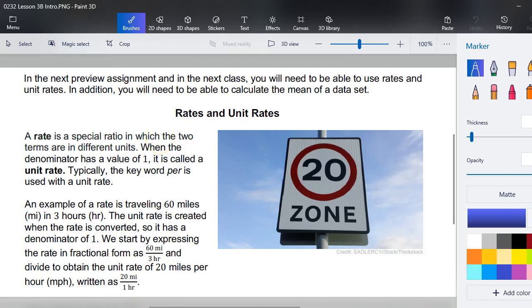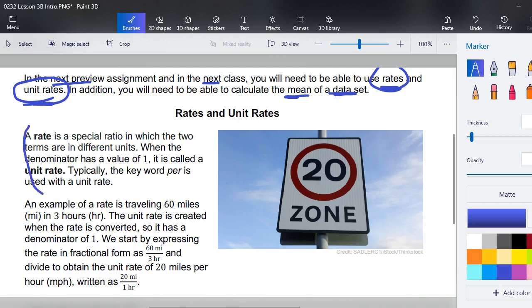Welcome to Lesson 3B. In the next preview assignment and in the next class, you're going to need to be able to use rates and unit rates. I've asked you to start a glossary or flashcards or sticky notes, something where you're going to have words that you'll memorize. You've got to know the pieces and parts of all of the words. In addition, we're going to need to be able to calculate the mean of a data set. So, starting with rates and unit rates.